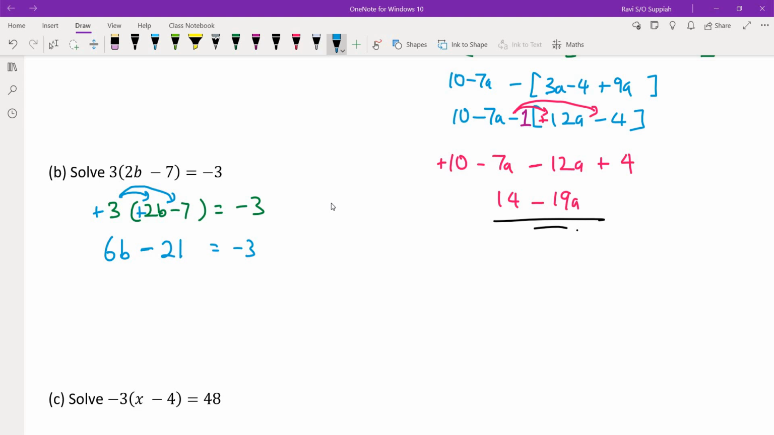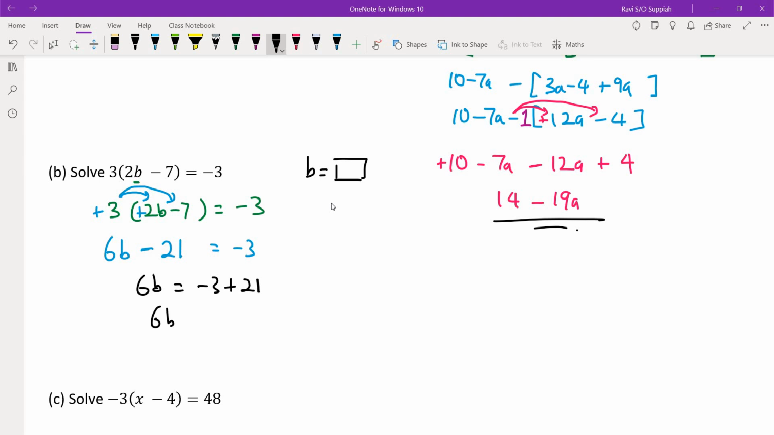When you say solve, that means since the unknown variable is b, what we want in the end is an expression to say b is equals to something. Since b is already on the left hand side, it's easier. So whatever is left, which is the constant, we bring over. So 6b equals to negative 3, and the negative 21 brought over will become positive 21.